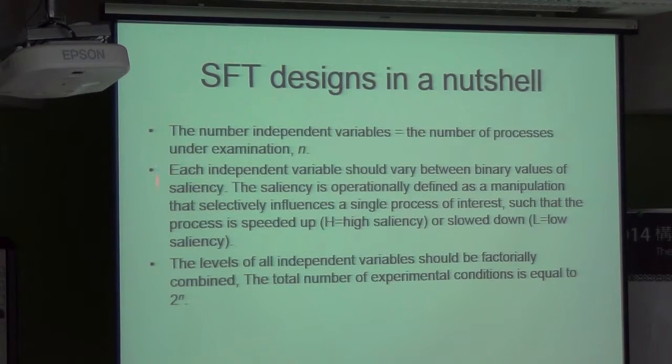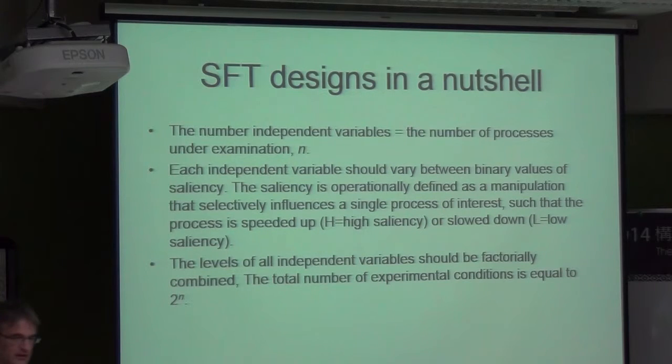Now, the second manipulation, a very important manipulation, is to add saliency to the whole method. Saliency is operationally defined here as a manipulation. There's a certain experimental manipulation that selectively influences a single process of interest, such that the process will be sped up, and we call this H, high saliency, or slowed down, in which case it's low saliency. So this is the second requirement.